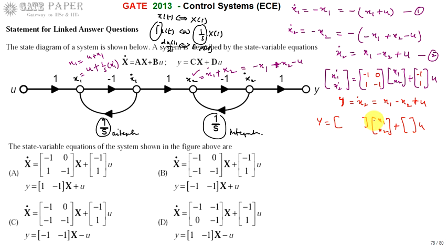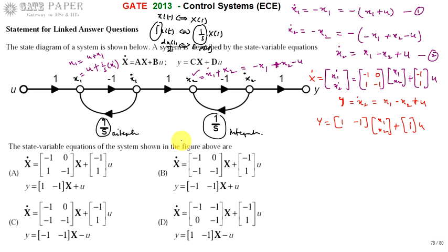So this is x1 x2, that is x1 minus x2. So this will be 1 and minus 1, and u is present, so you are writing it as 1. So this is C matrix and it is D matrix. This is x1 dot x2, that is nothing but x dot matrix, and it is y matrix.